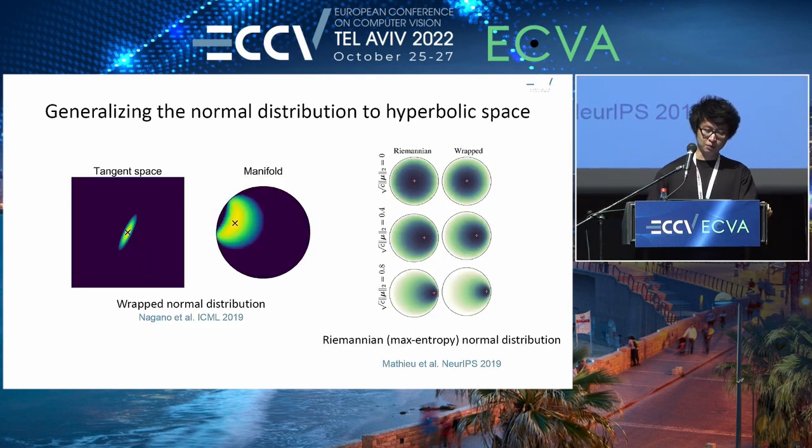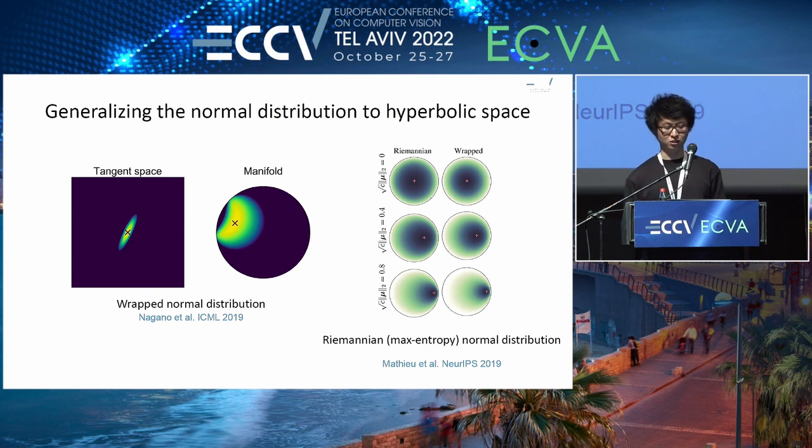So first, to create a hyperbolic VAE, we need to generalize the normal distribution to hyperbolic space. Usually for Euclidean VAEs, the prior and posterior are normal distributions, or maybe a variant, like a mixture of normal distributions. So if we try to create a hyperbolic VAE, we would also need some generalization of the normal distribution. There are two main generalizations, one called the wrapped normal distribution, introduced by Nagano et al. in ICML 2019, and the Riemannian max entropy normal distribution. They look quite similar, but they're actually slightly different, as we'll see.